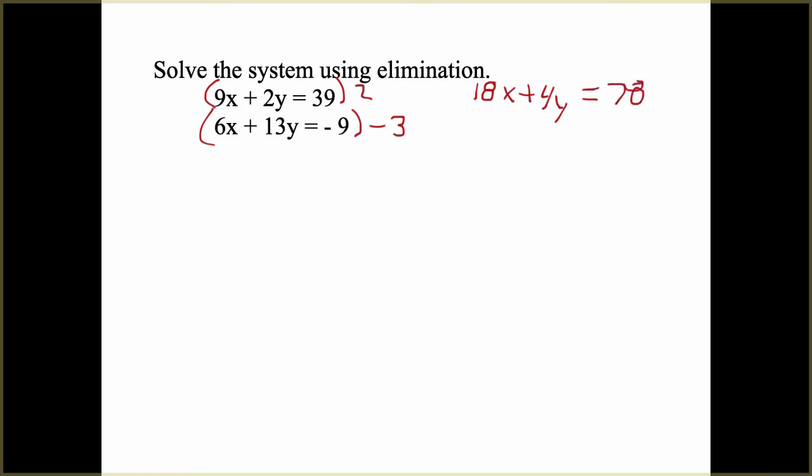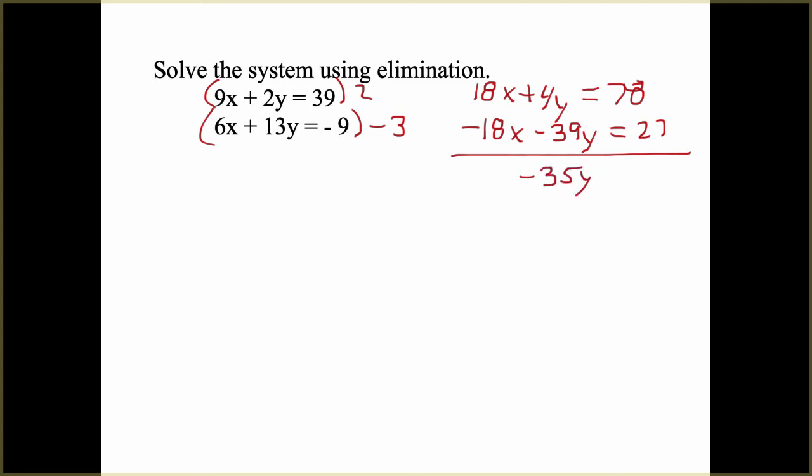Do the same thing on the bottom. Negative 3 times 6x is negative 18x. Negative 3 times 13y is negative 39y. And negative 3 times negative 9 is 27. When we add these together, the 18x minus 18x goes away, goes to 0. We have 4y minus 39y, which is negative 35y.